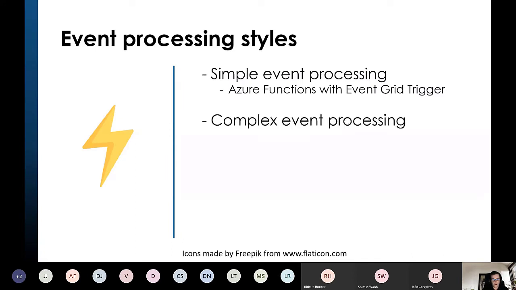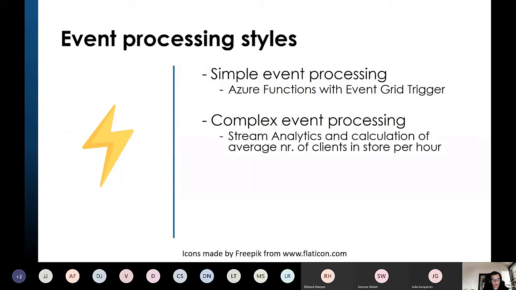Then we have complex event processing. So scenarios when we have consumers processing a series of events, trying to find patterns in the event data and performing actions according to the values obtained. An example of this scenario would be using Stream Analytics to calculate the average number of clients in a store per hour and send emails in case the number of clients goes below a given threshold.